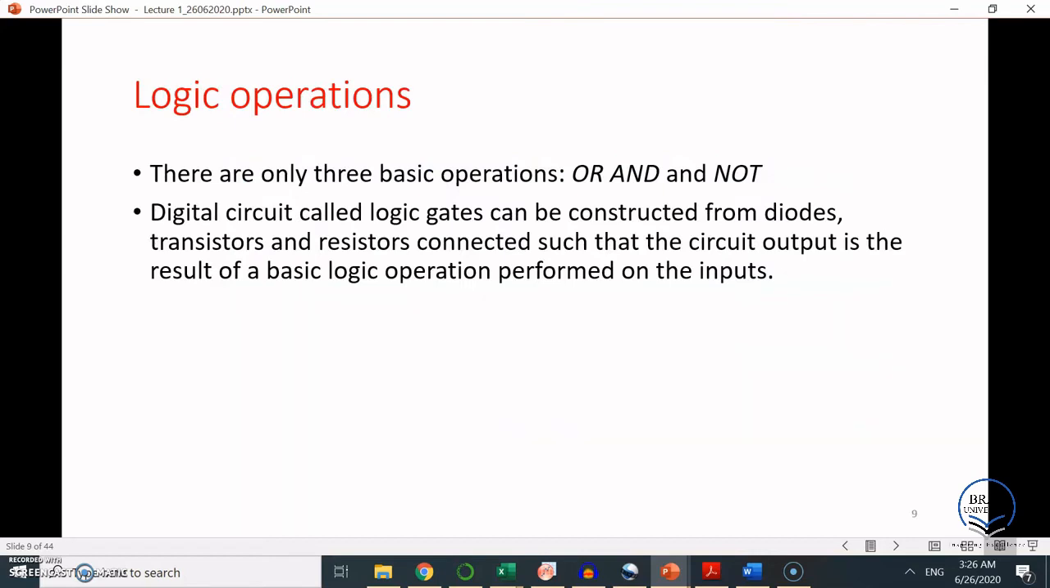Logic operation. There are only 3 basic operations: OR, AND, and NOT. Digital logic circuits called logic gates can be constructed from diodes, transistors, and resistors connected such that the circuit output is the result of a basic logic operation performed on the input.